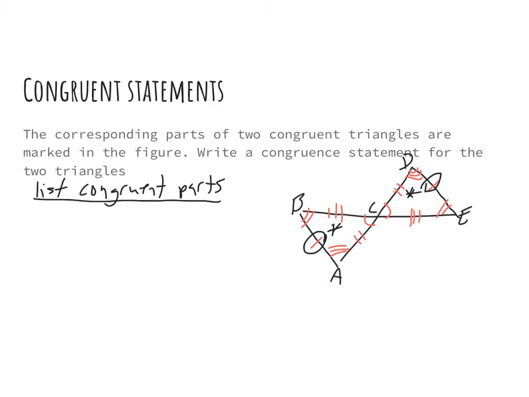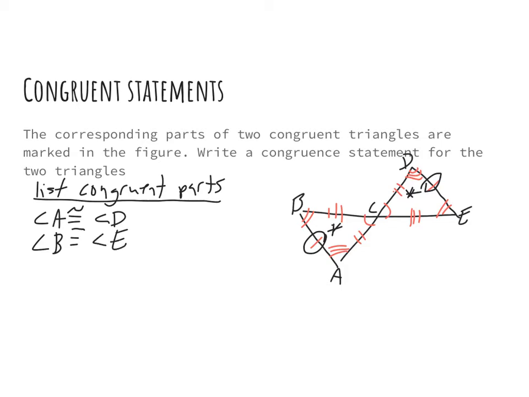In order to do that, we have to list all of the congruent parts first. If we start with the angles, I want to know what's congruent to angle A. Angle A has three arcs, so if I go to the other triangle and find what has three arcs, it would be angle D. Same thing with angle B. B has two arcs, so does angle E.